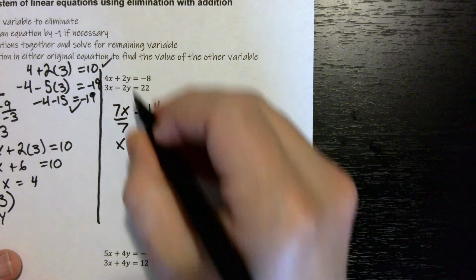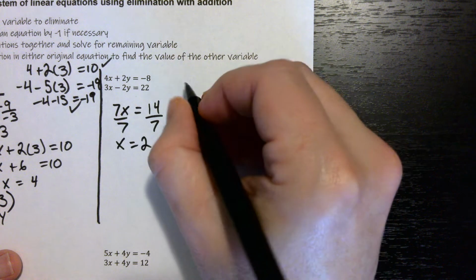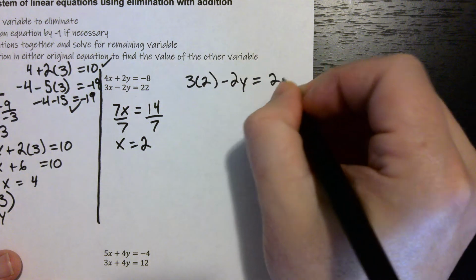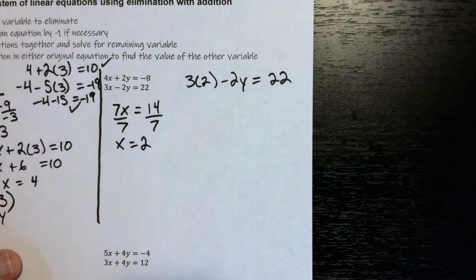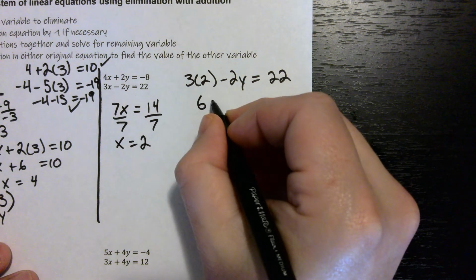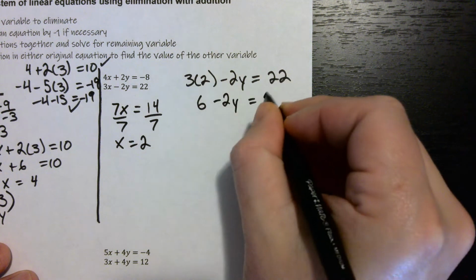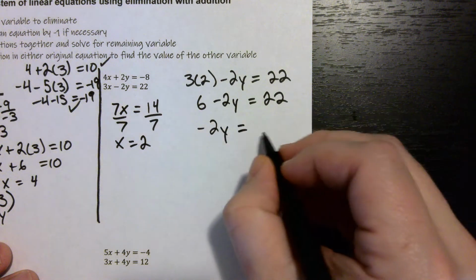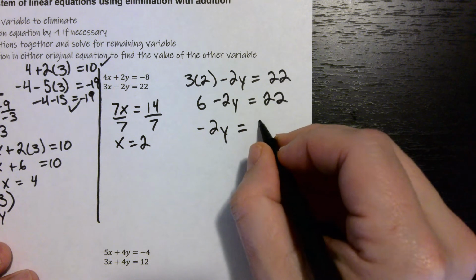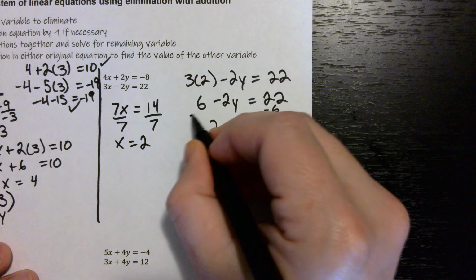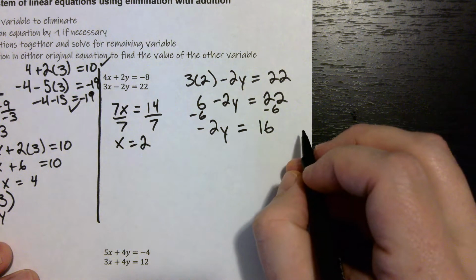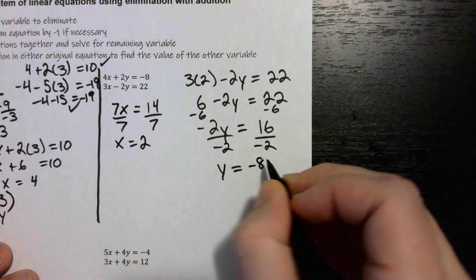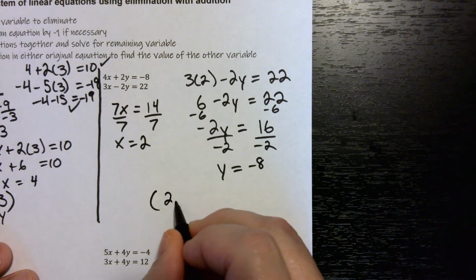Okay, now I can take that 2 and plug it into either one. Let's use the second one this time. So 3 times 2 minus 2y equals 22. Okay, so that gives me 6 minus 2y equals 22. Subtract the 6, we get negative 2y equals 16. Okay, and then we divide by negative 2, and we get y is equal to negative 8. So your ordered pair solution is 2, negative 8.